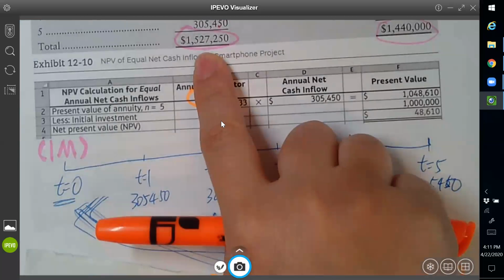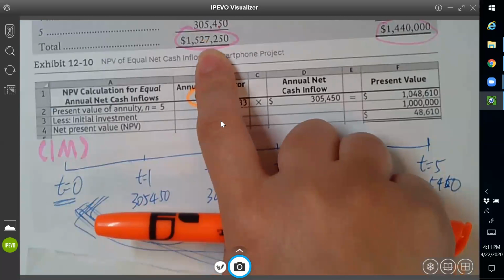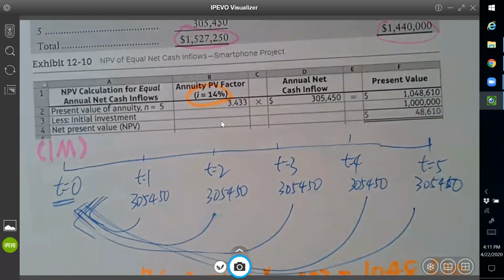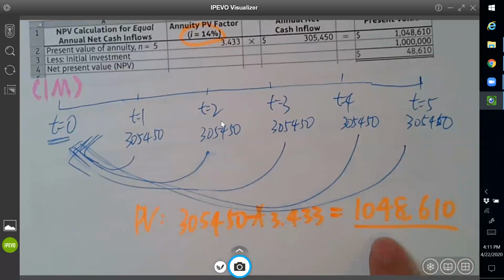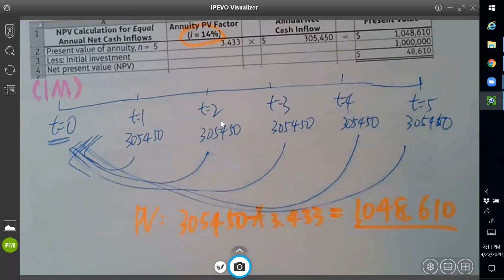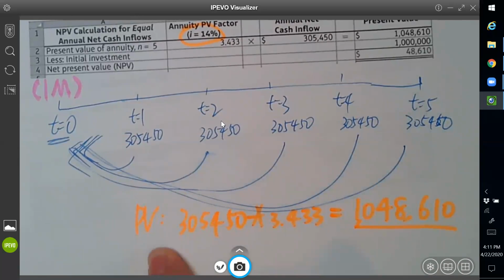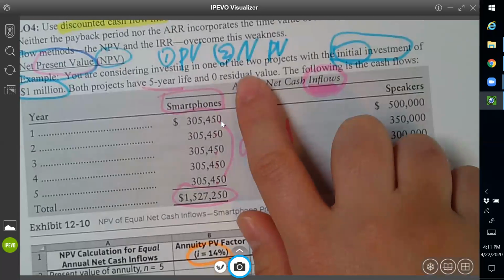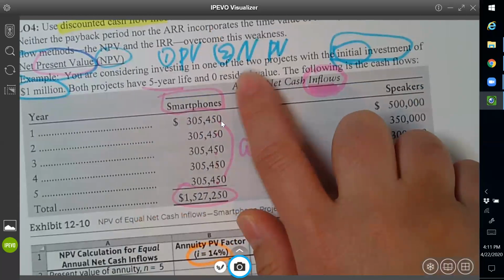If it's not discounted, it's 1.51 million. But we have to discount them back, right? So after discount, it's 1,048,610. You say, oh, am I done? Almost. This is just the present value. But what we need to do, we need to get net present value.